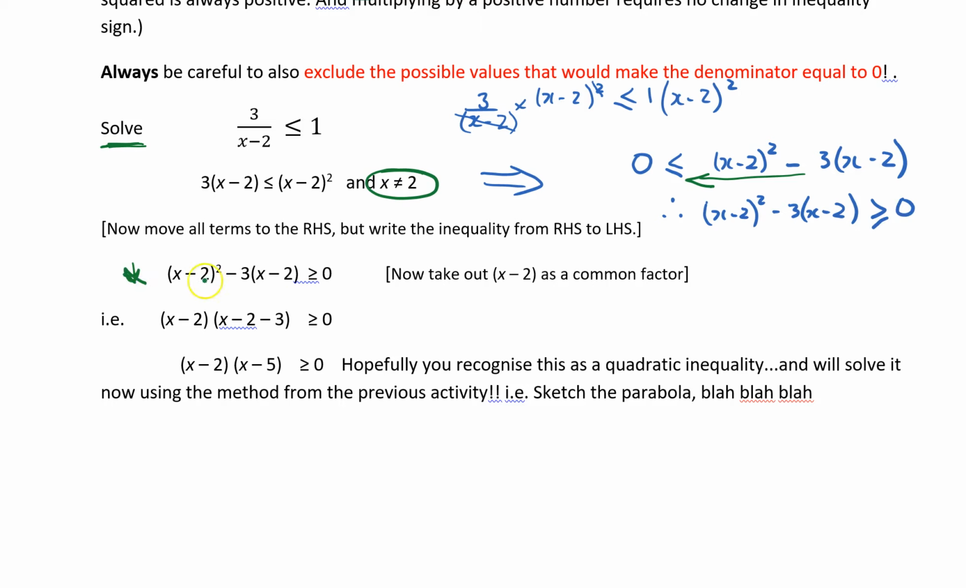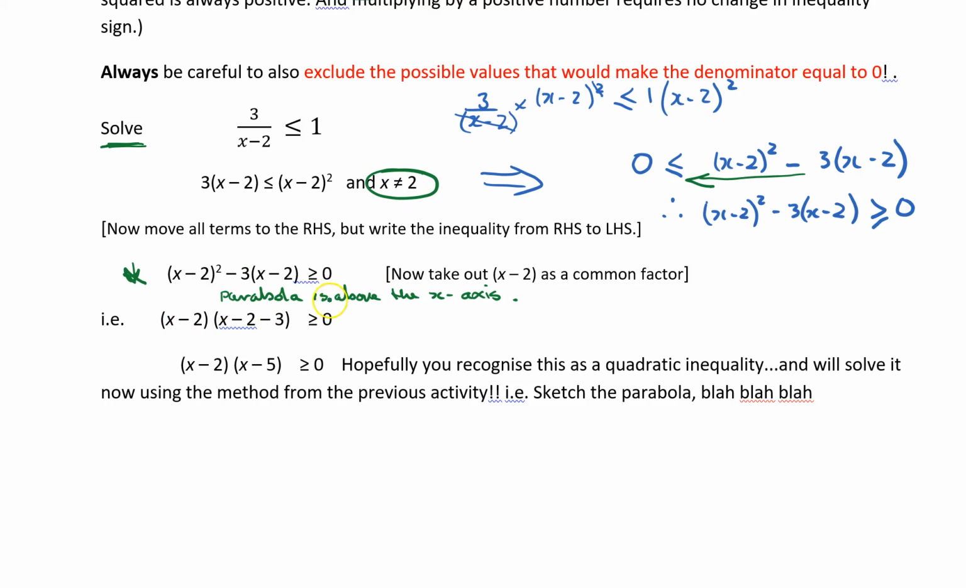Now, hopefully you're looking at that and seeing that this would be a quadratic inequality. To solve a quadratic inequality, we're going to draw the graph. We're going to draw the parabola, and in this case we're going to look for where the parabola greater than or equal to 0 means is above the x-axis, because we saw back in the previous examples that greater than or equal to 0 is the region in the number plane above the x-axis.